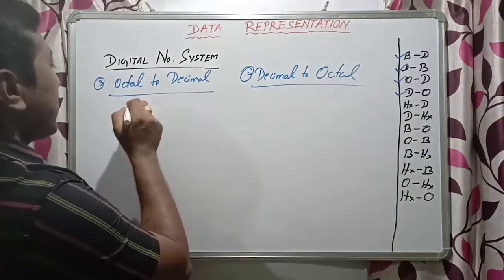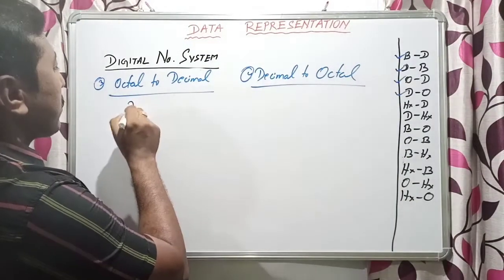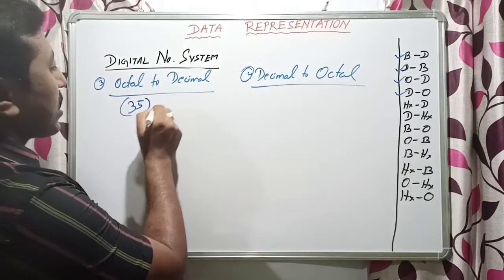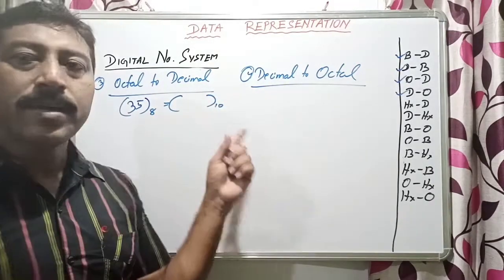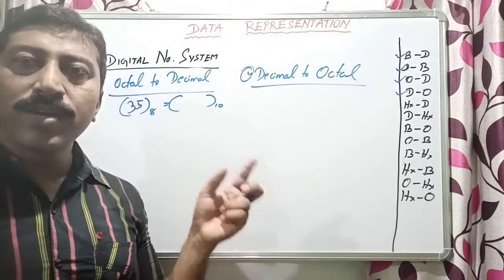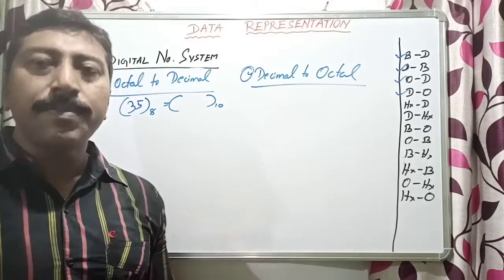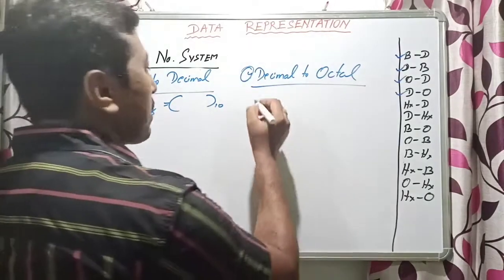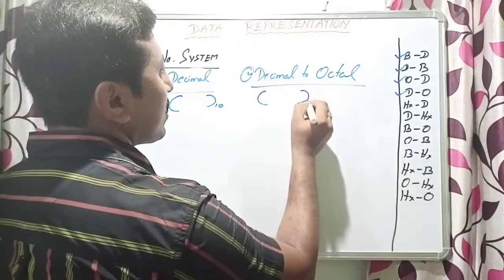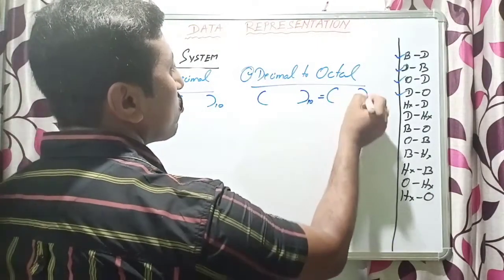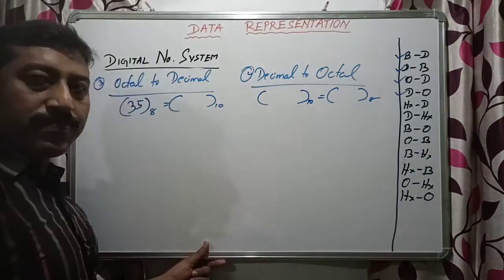One number we are taking. Suppose I am writing here 35. So 35 is an octal number. We'll convert it into decimal. Always write, don't forget to write the base. With the help of the base, we can identify what type of number this is. Whatever comes here will be a decimal number, and we'll convert it back to octal. Let us do it fast.